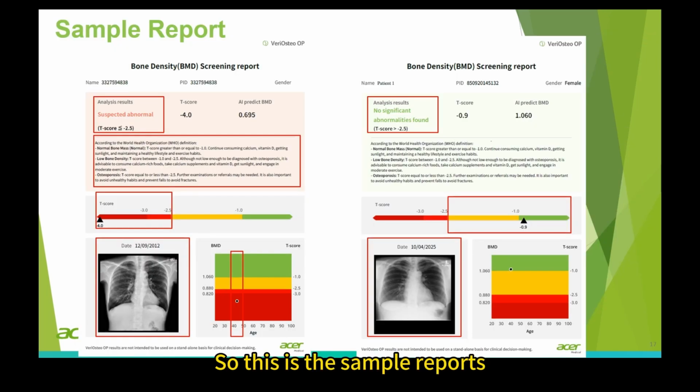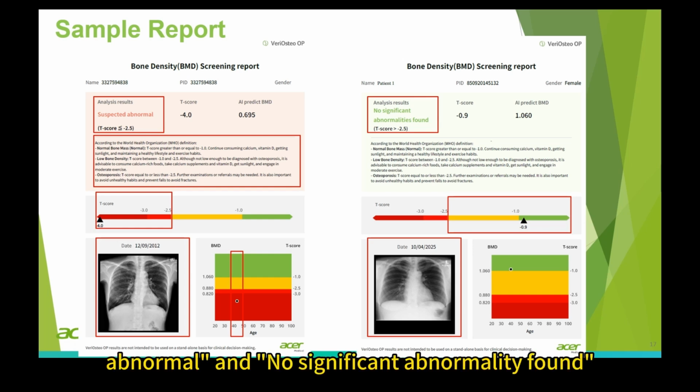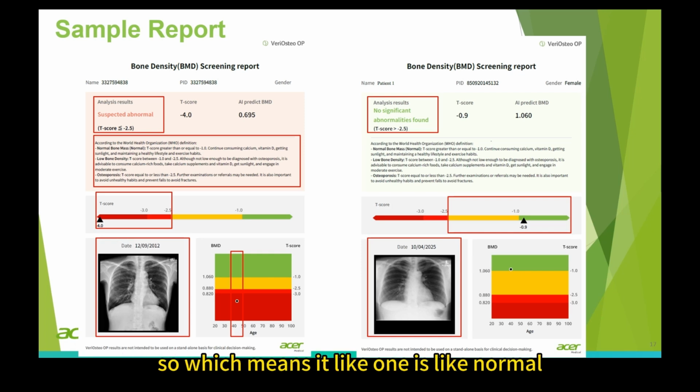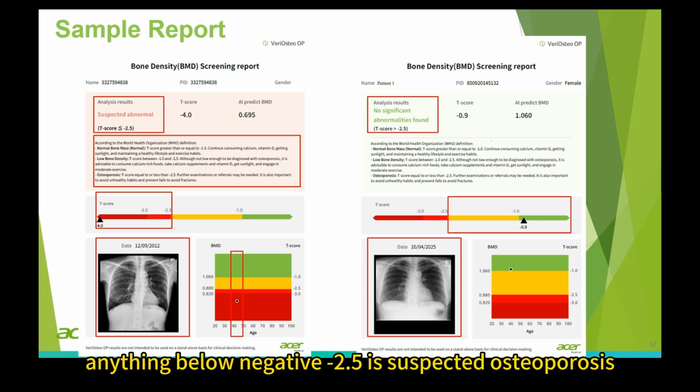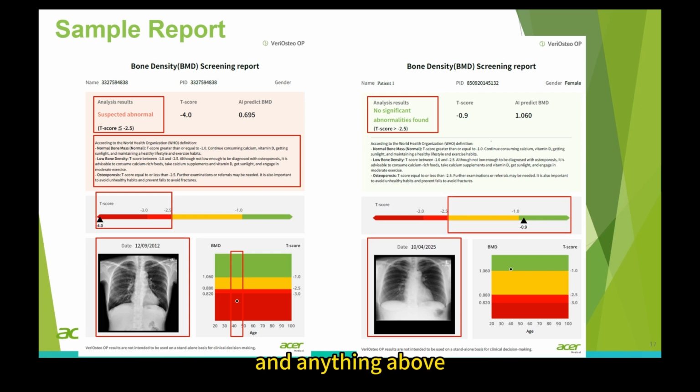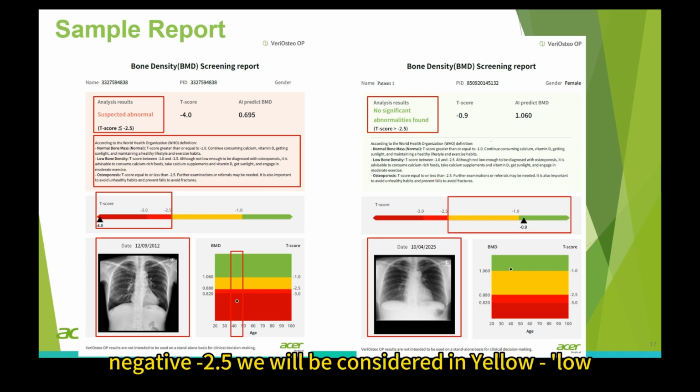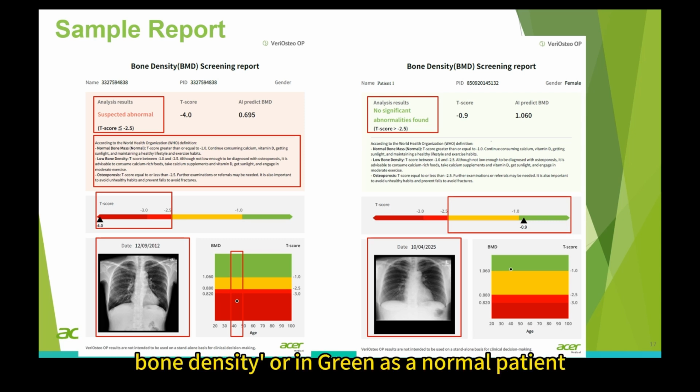So this is the sample report, one which is suspected abnormal and one with no significant abnormality found. Which means that one is a normal report and one is a suspected abnormal report. If you look at the T-score on the suspected abnormal report, anything below negative 2.5 is suspected osteoporosis, and anything above minus 2.5 will be considered yellow, low bone density, or green as a normal patient.